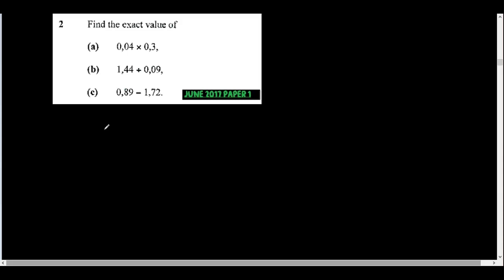Find the exact value of that. Then we start with A. 0.04 multiplied by 0.3. From our theory, we deal with it as if they were integers. 4 times 3, we get 12.